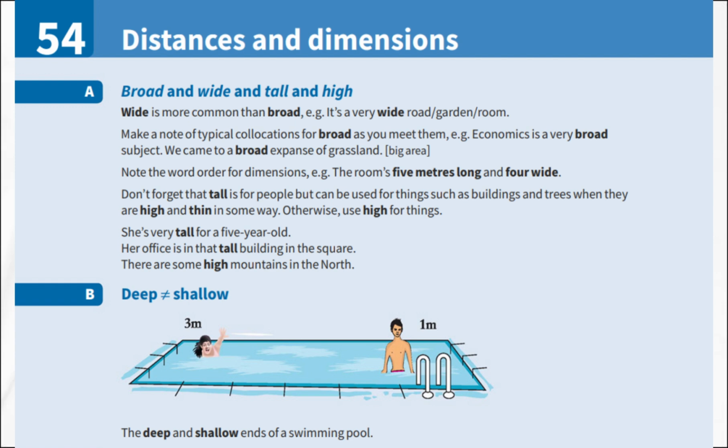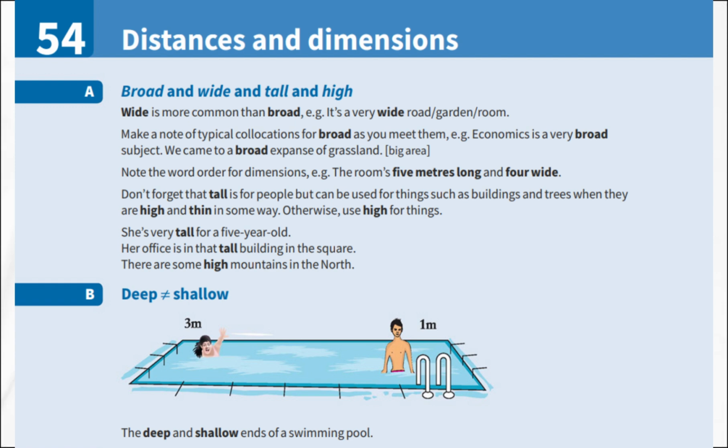Broad and wide, tall and high. First, let us clarify the difference between broad and wide and between tall and high. Wide is more common than broad in everyday contexts. For example, it is a very wide road or a wide garden or a wide room. However, broad is used in more abstract or specific collocations. For example, economics is a very broad subject, meaning wide-ranging. Or, we came to a broad expanse of grassland, meaning a big area.